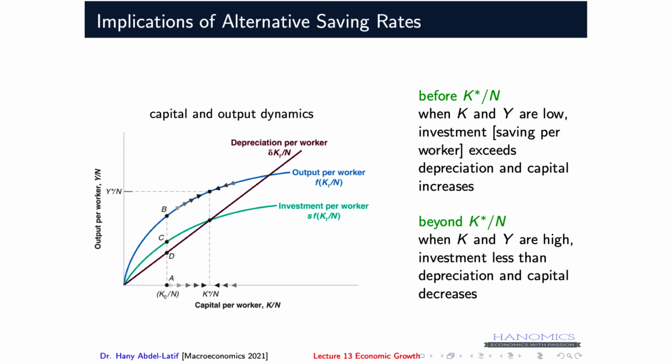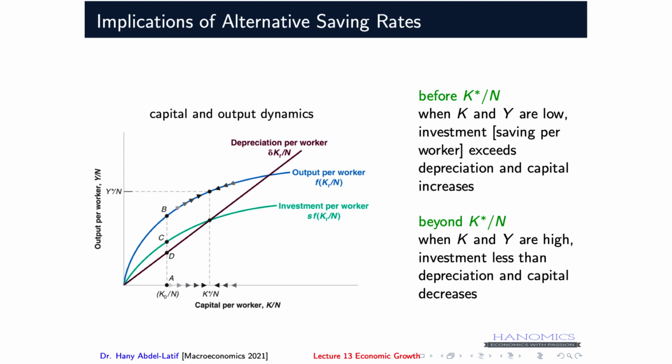Now we have that point which we denoted as K star over N. Any point before that, when capital and output are low, investment or saving per worker exceeds depreciation and capital increases. So as we move along this dynamic before that point, we're moving toward it along the horizontal axis. Because investment is higher than depreciation, capital accumulates and output per worker also increases.